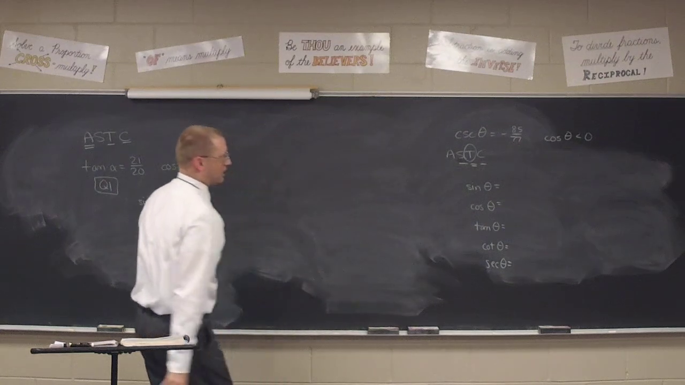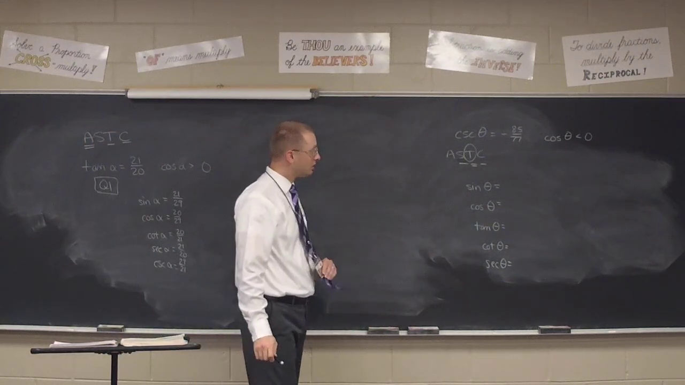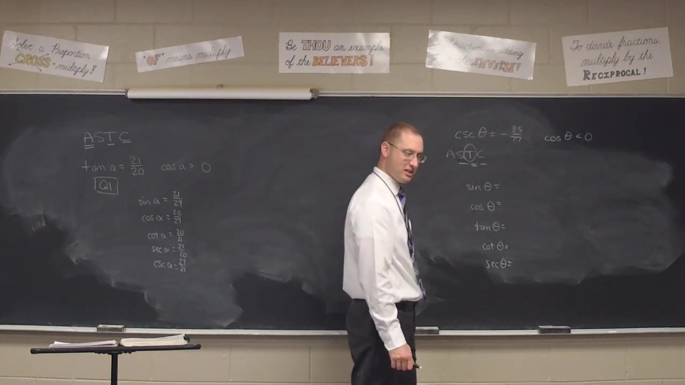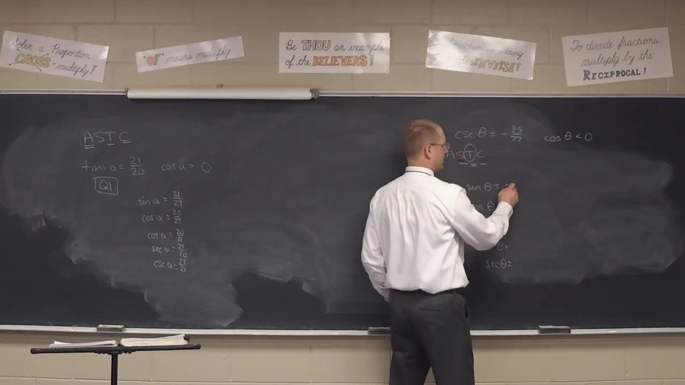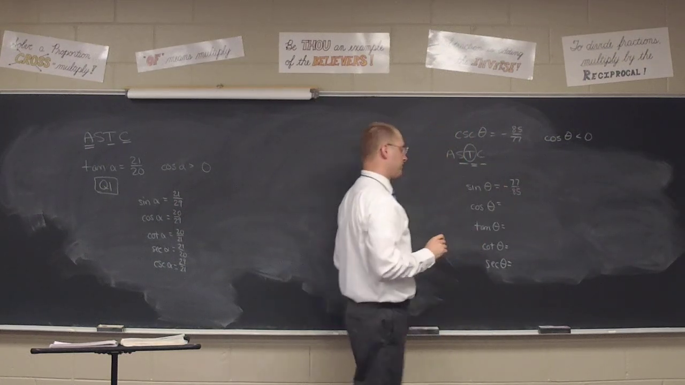An easy function to get first, Chris, would be your sine. Do we want to do the easy one first? Of course. What do we get? Negative 77 over 85.